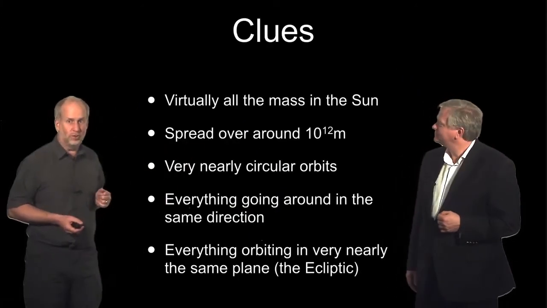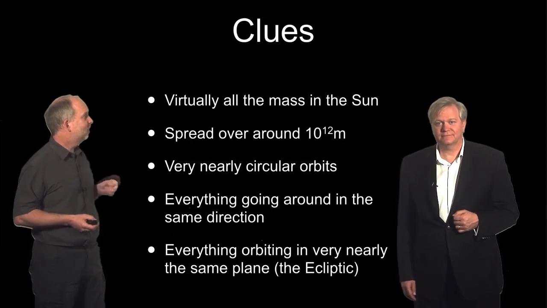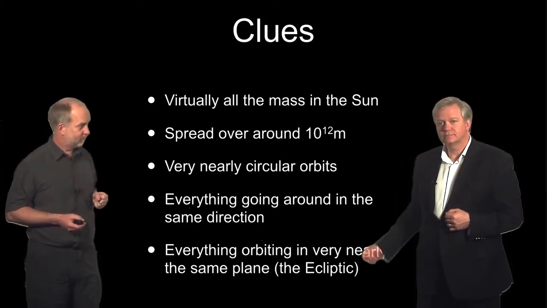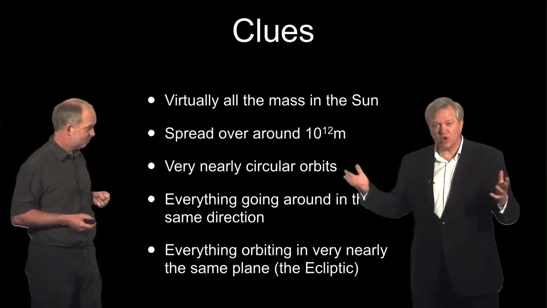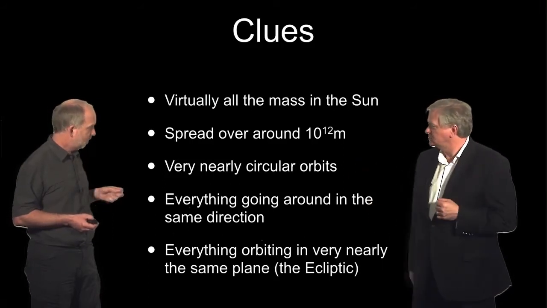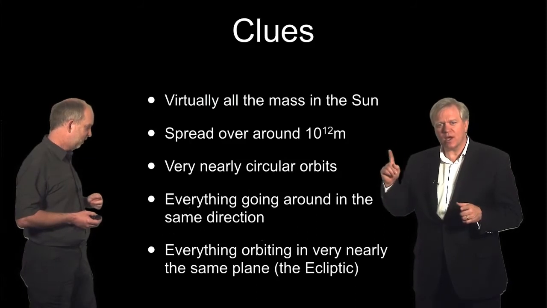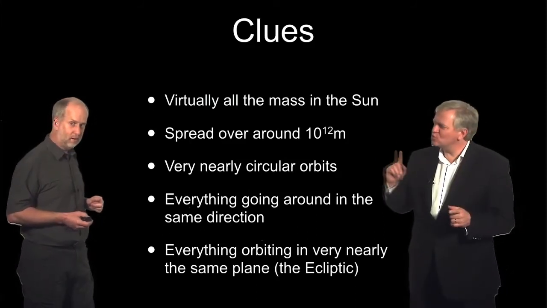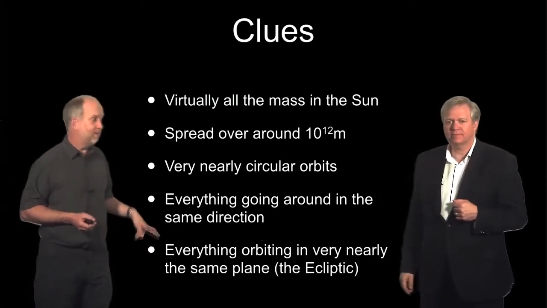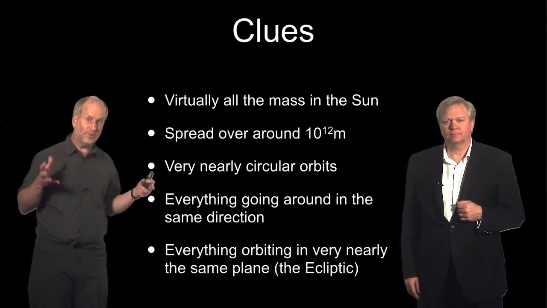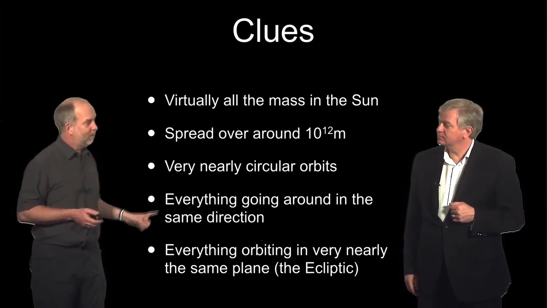So here are our clues. Virtually all the mass is in the Sun, and it's spread out over 10 to the 12 meters, so it has a certain scale. Orbits are pretty damn near circular. And everything's going around in the same direction, and in the same plane, the ecliptic plane. So any theory of solar system formation has to explain these facts.